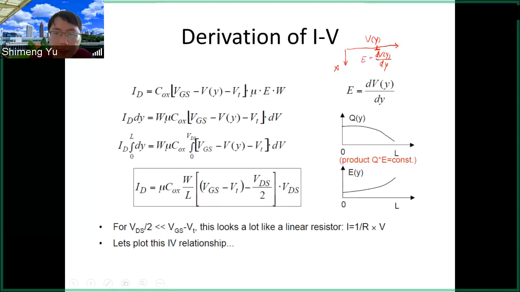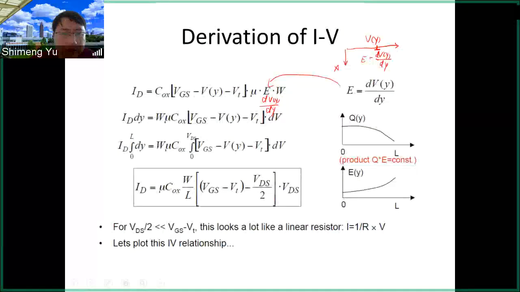So you plug in that, and then we move one step further. After you replace that, you have dVy over dy. So we move the dy to the left hand side. So from here to here, we move the dy to the left hand side, and then on the right hand side you only will have the dVy left.